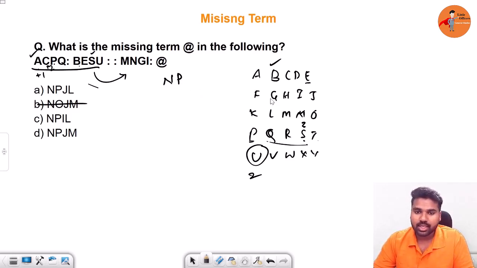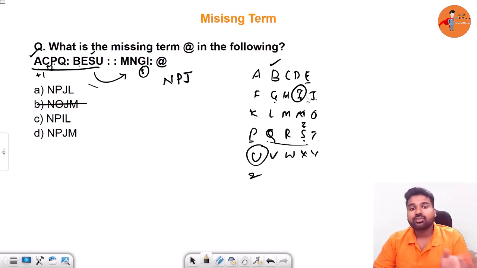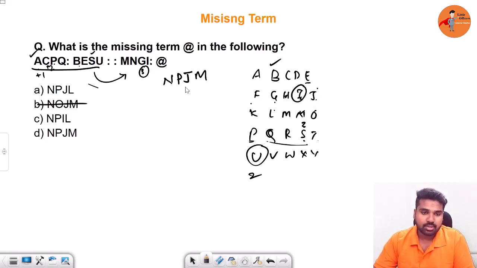Let's go to the next one. G. You need to go to the third position from here, because G is at the third position: 1, 2, 3. So J will come. Then I is here. From here you have to go 4 letters ahead: 1, 2, 3, 4. That is M. And this answer is present in D. So this is how we can solve it.